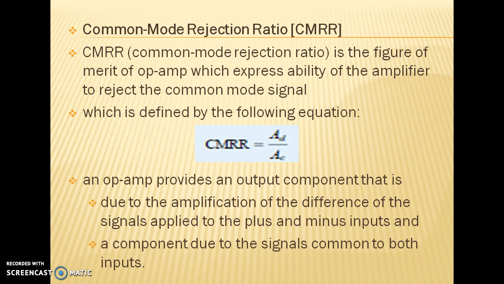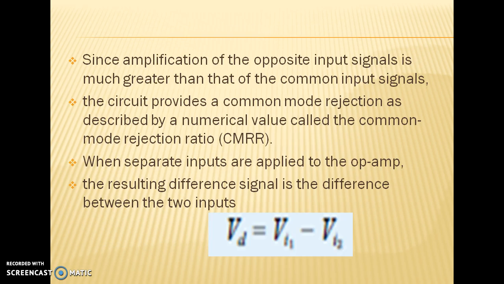It is the figure of merit of op-amp which expresses the ability of the amplifier to reject the common mode signal. It is defined as a ratio of AD to AC, that is the differential mode gain to the common mode gain. An op-amp provides an output component that is due to the amplification of difference of the signals applied to the plus and minus inputs, and secondly, a component due to the signals common to both the inputs. Since amplification of opposite input signals is much greater than that of the common input signals, the circuit provides a common mode rejection, which is described by this CMRR.